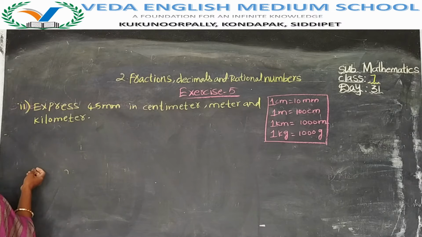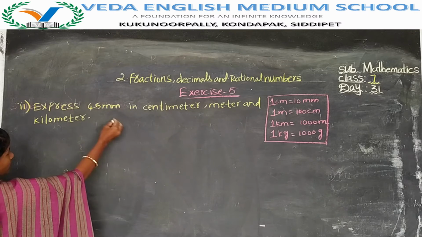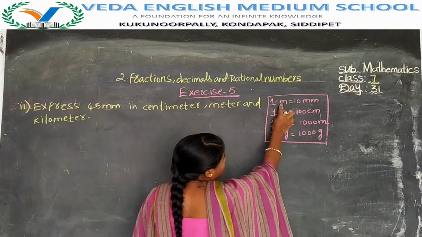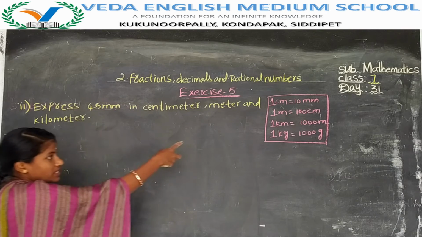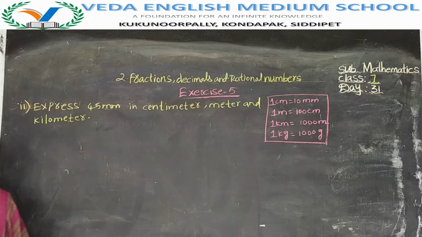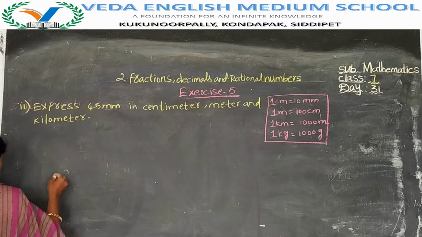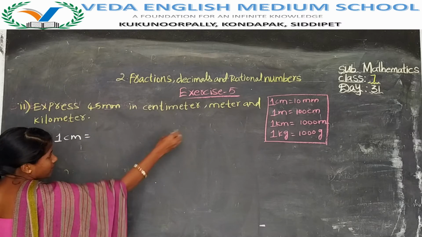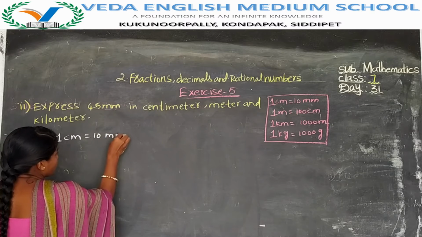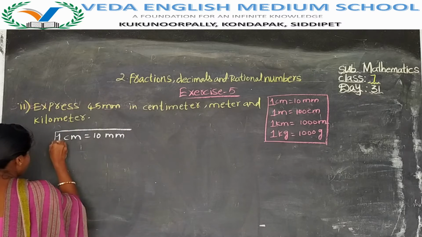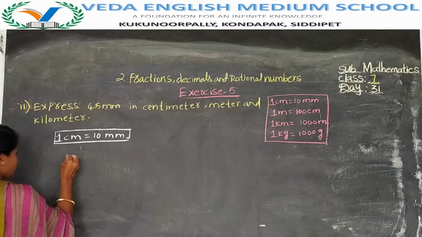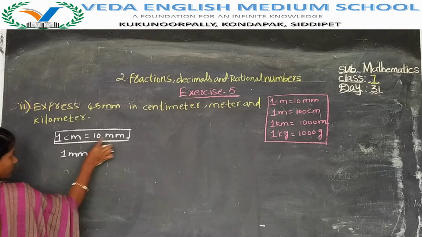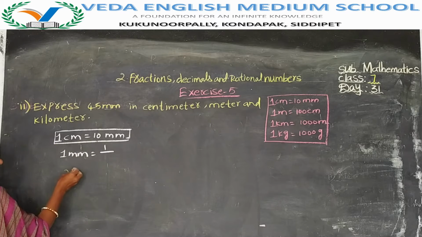First, they are asking to convert millimeters into centimeters. They have given 1 centimeter is equal to 10 millimeters. Now we have to use that box. So 1 centimeter is equal to 10 millimeters. That means 1 millimeter is equal to 1 by 10 centimeters.